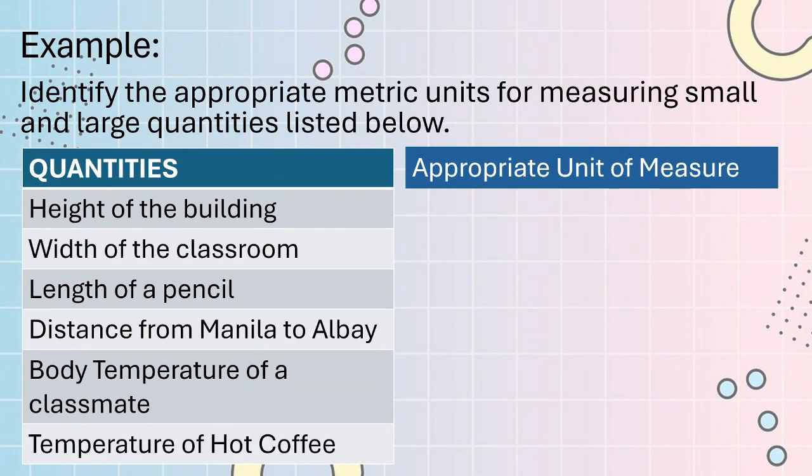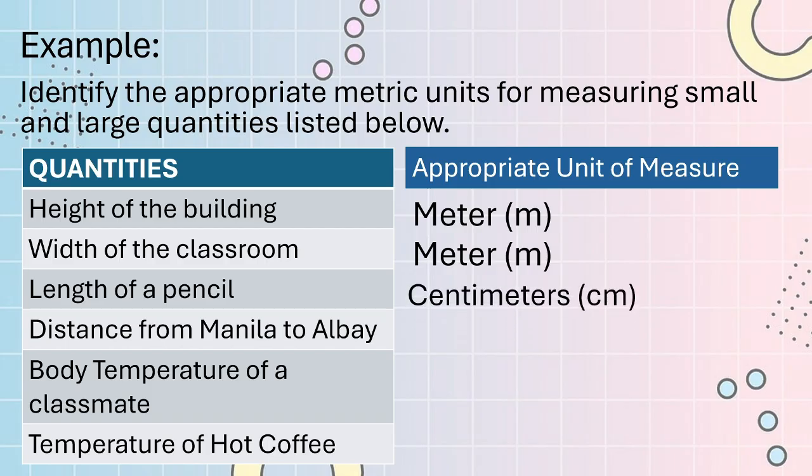Okay. Let's say I have an example. Let's identify the appropriate metric units for measuring small and large quantities listed below. So, meron tayo ditong given na quantities. And tignan natin kung ano ang appropriate unit dun sa measure na yun. Pag sinabi nating height of the building, syempre, gagamit tayo ng meter, ng metro. Pag sinabi nating width of the classroom, gaano kalapad, gaano kalaki, meter din.